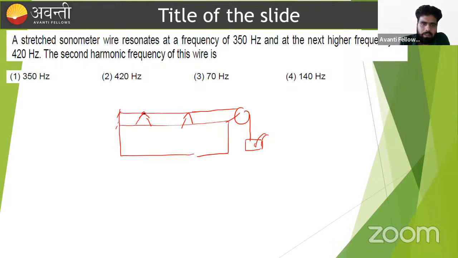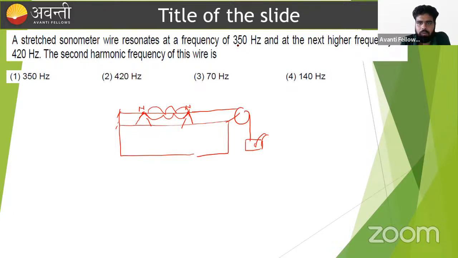So if this is behaving like a fixed point, this is the concept of two fixed points given here. So this always makes a node here and a node here. A node is formed at this point, and a node is formed at this point. What is the use of the sonometer? To find the velocity of wave in a string.